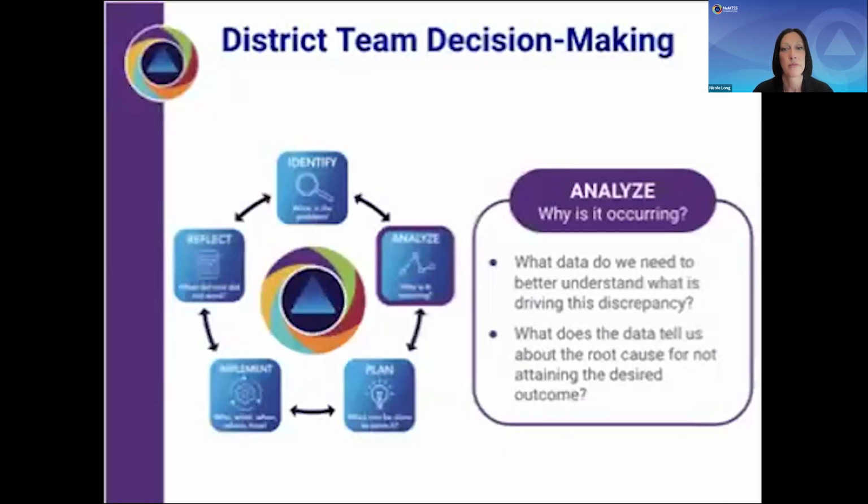In step 2 of the problem-solving model, teams start to analyze and ask, why do we believe this is occurring? Teams go through a process of determining what symptoms are showing on the surface, what the problem might be, and finally, determine the root cause to understand what is driving the gap. Some questions teams may ask include: what data do we need to better understand what is driving this discrepancy? And what does the data tell us about what is the root cause for not attaining the desired outcome?